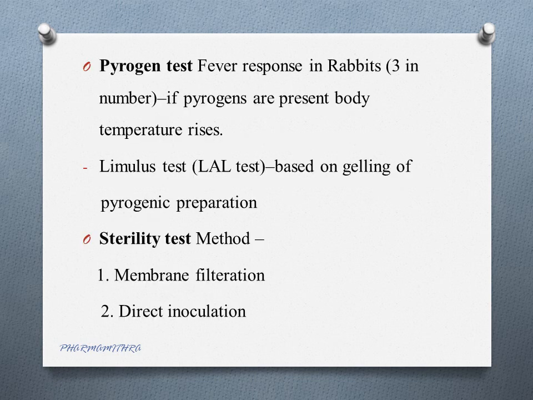Next is the pyrogen test. This test is very important. It is otherwise known as the LAL test, limulus amoebocyte lysate test, and pyrogens are detected by analyzing the fever response in rabbits, that is 3 in number. If pyrogens are present, the body temperature rises. This is based on gelling of the pyrogenic preparation. The sterility test methods used in parenterals are membrane filtration as well as direct inoculation method.